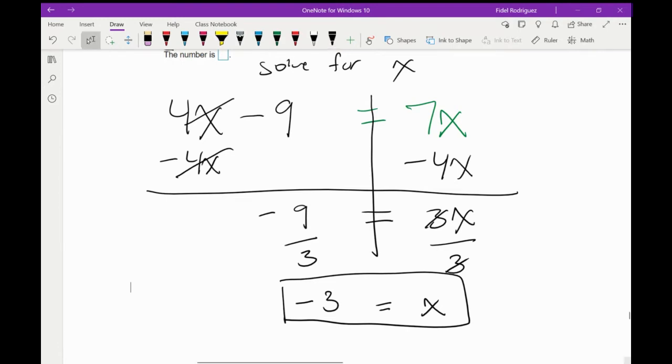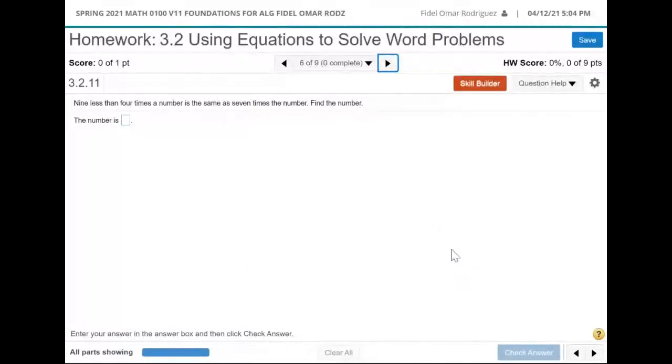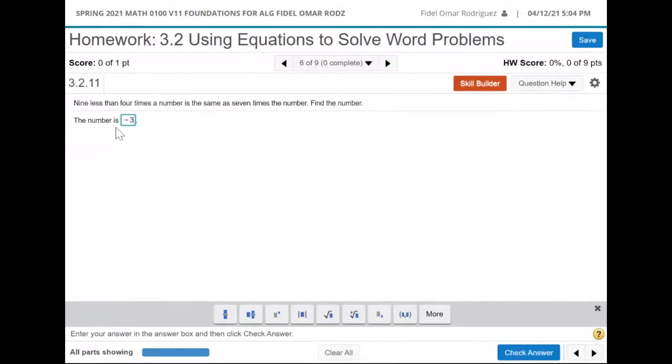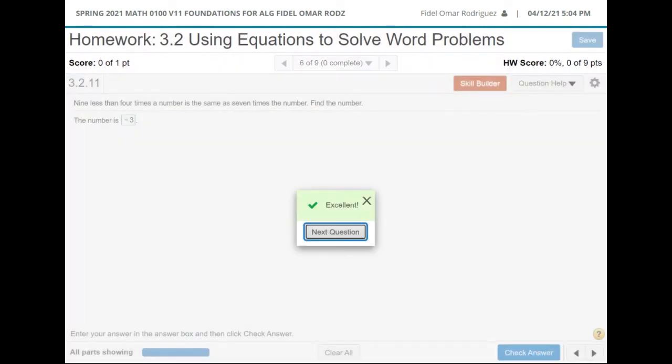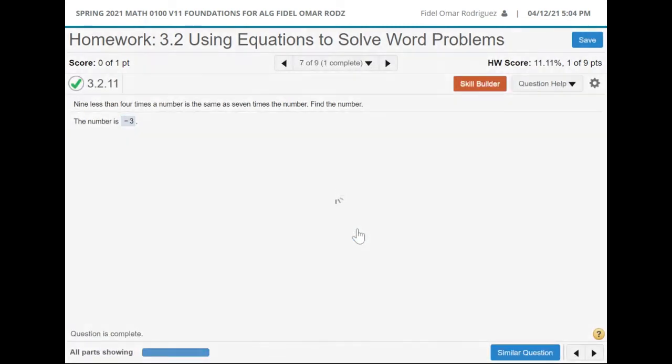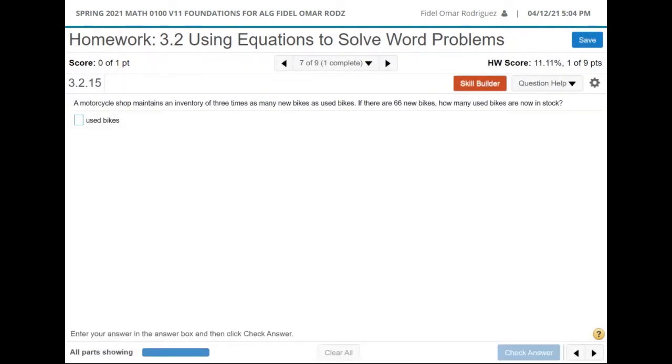And so if I stop sharing this part here, and I go back to my actual homework problem, where were we? Right here. Okay, so here I'm just going to type in the number is negative 3, which is what we came up with. So I'm going to check my answer, and there we go. So I think a big part of it is trying to figure out how do I go from the sentence to the equation.